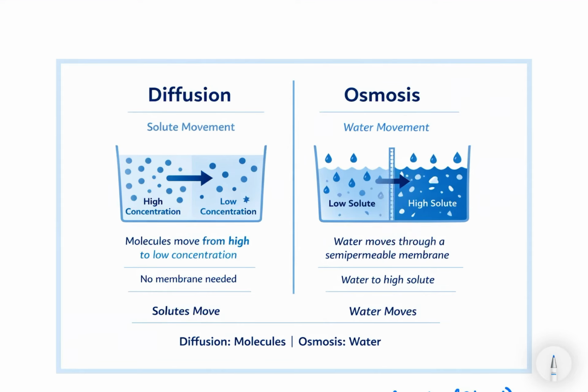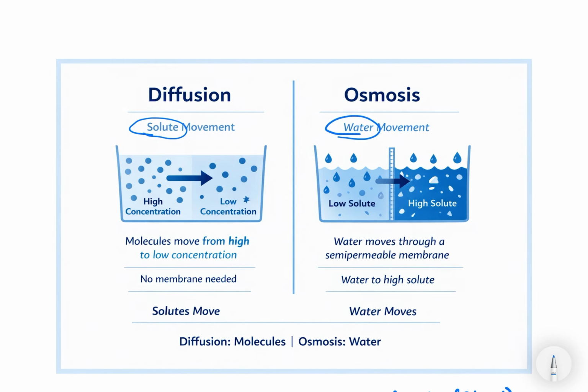So hello everyone, let us understand the concept of diffusion and osmosis relevant to medicine. So diffusion is a process where the solute moves from high concentration to low concentration. Here the movement occurs in the solute. And osmosis is the process where the water moves from low solute concentration to high solute concentration. So here the solvent moves, that is the water.